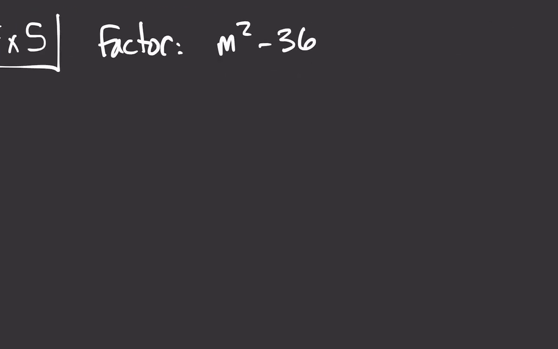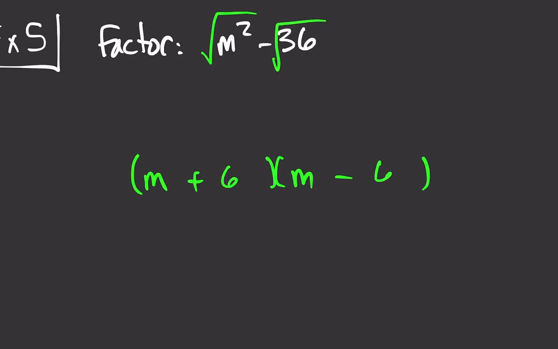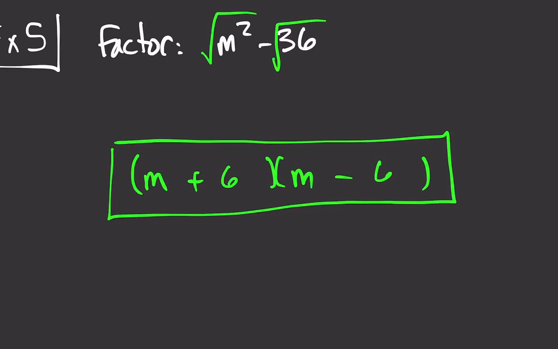Okay, m squared minus 36. Big difference here, really. I just changed the variable. Not a big deal. It's going to be an m and an m instead of an x. Signs alternate, and the square root of 36 is 6. So m plus 6 times m minus 6 is your factored answer.